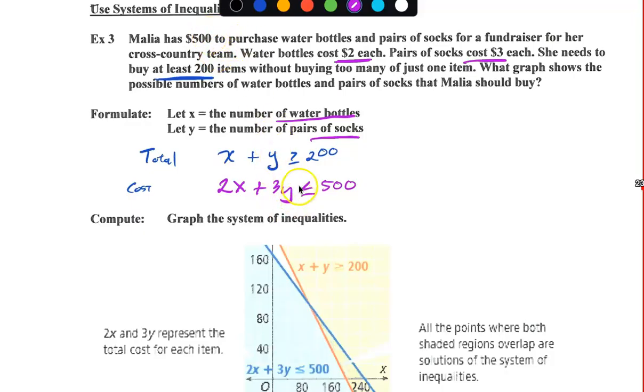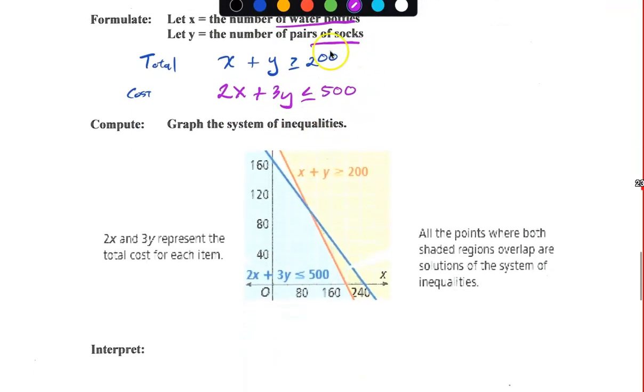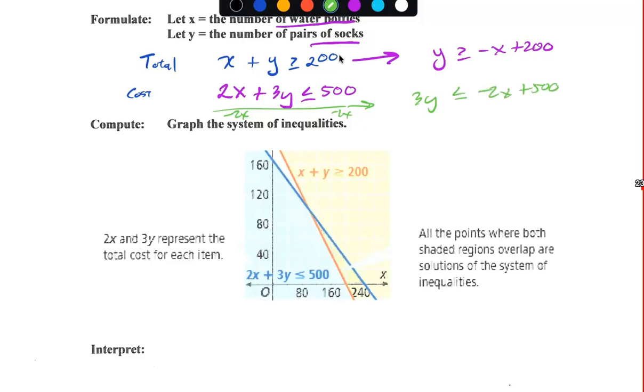So here are two equations. And what we do next is we will graph them. So right, to put them in slope-intercept form. This guy is not too bad. Minus x from both sides. y is greater than negative x plus 200. This guy's a little bit more work. You gotta subtract 2x. So you get 3y is less than negative 2x plus 500. Then we have to divide everything by 3. So y is less than negative 2x over 3 plus 500 over 3, which is some decimal.